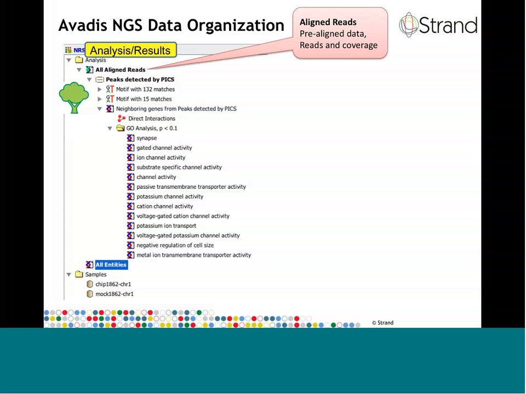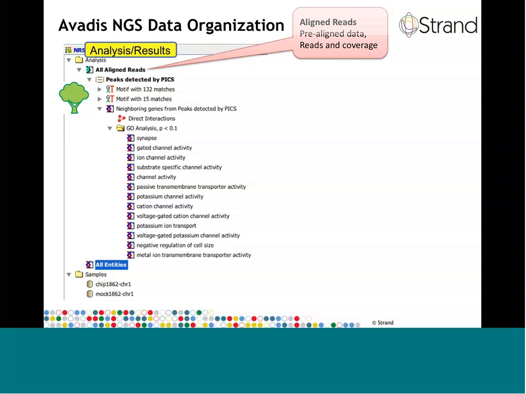Here we see a typical ChIP-seq experiment and its results. At the top of the tree-like hierarchy, we see the object called All Aligned Reads. This object represents the data that was loaded and contains all the reads and the alignment of those reads to the reference genome for all samples that were loaded, and that was 2 in this case, as we can see from the sample folder below.